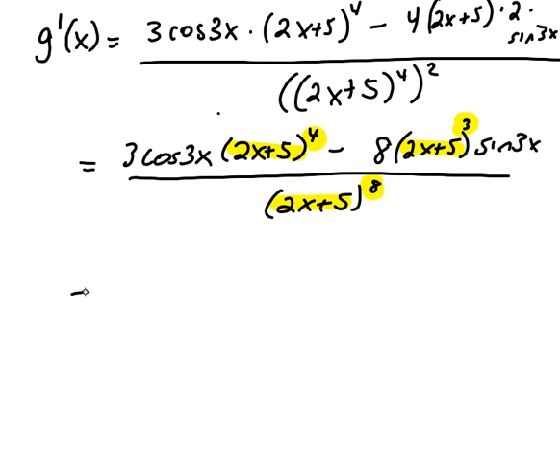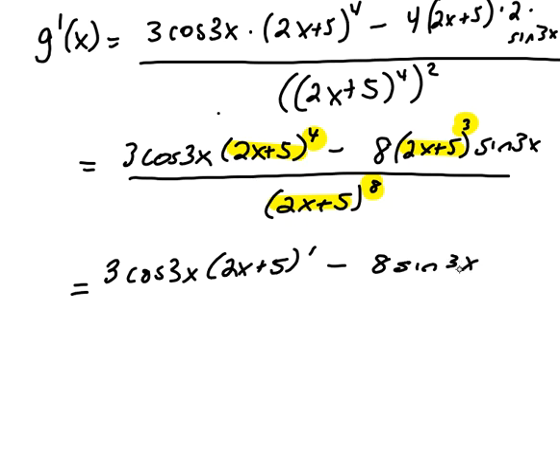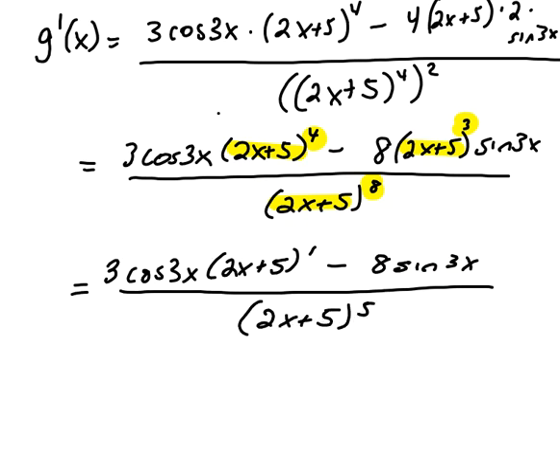So I'm going to have 3 cosine 3x, and I'm reducing, the smallest power is (2x plus 5) to the third. So this one will have to the first left. This one won't have any left. And then the denominator will be (2x plus 5) to the fifth. Final answer.